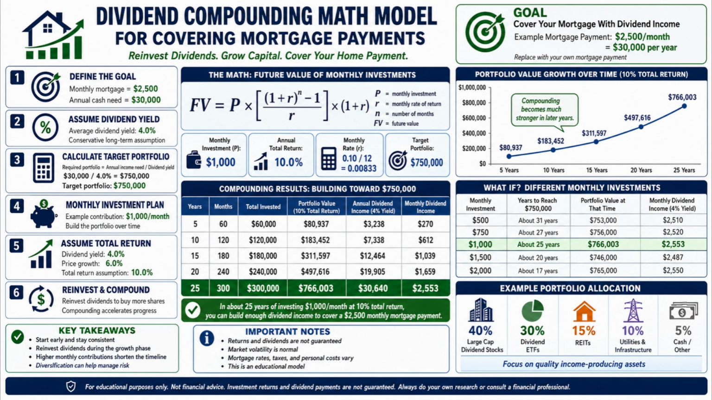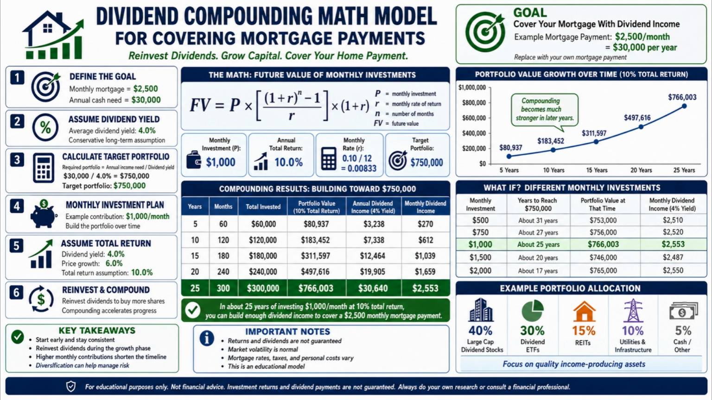However, most investors do not start with $750,000 immediately. Therefore, the next step is to build the portfolio gradually through monthly investing, dividend reinvestment, and long-term compounding. In this example, the monthly investment amount is $1,000. The model also assumes a 10% average annual total return. This total return includes a 4% dividend yield and an estimated 6% price growth. Together, these assumptions help show how the portfolio may grow over time if contributions remain consistent.